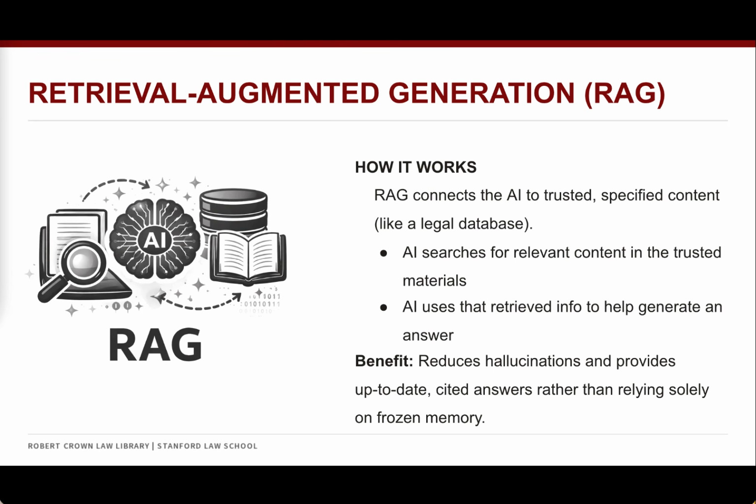Finally, let's discuss one more important concept: retrieval augmented generation, or RAG. This is a technique where the AI searches for relevant documents in a database or knowledge base, like searching for cases or statutes in a legal database, and uses that retrieved information to generate more targeted, up-to-date answers. Instead of relying solely on its training data, RAG allows the AI to draw on specific, curated documents before responding, reducing hallucination and improving accuracy.